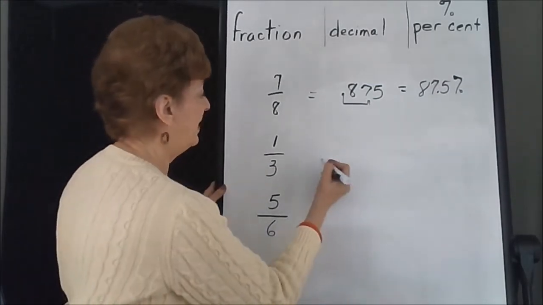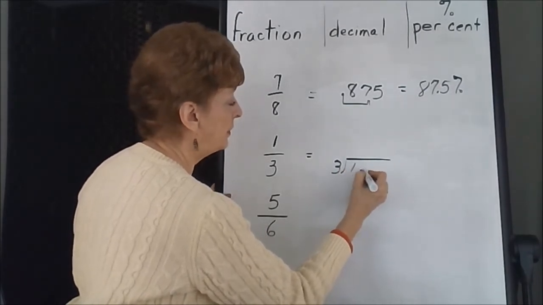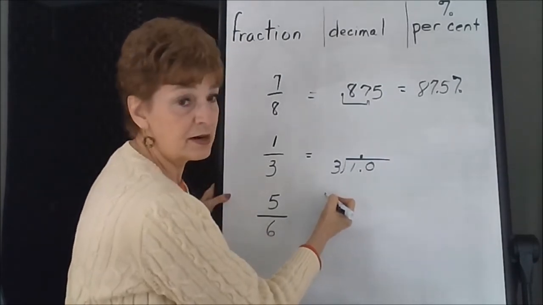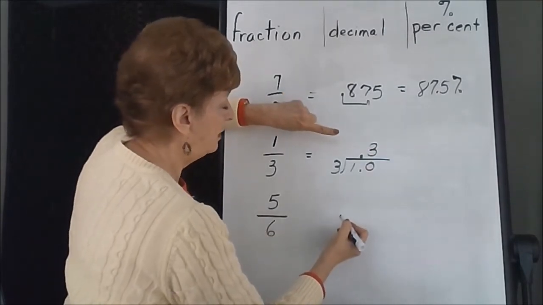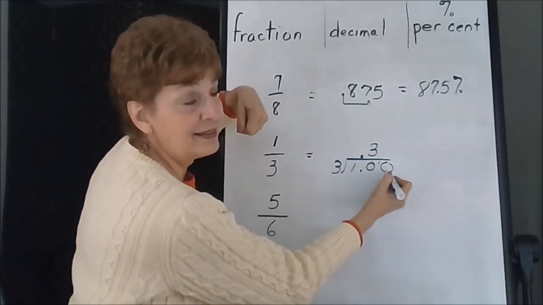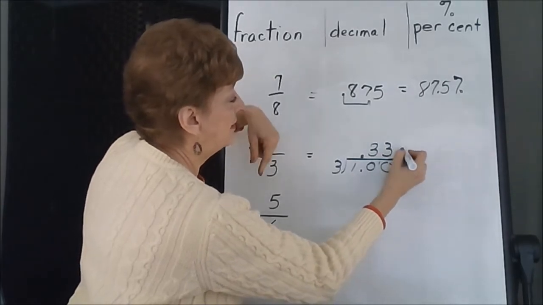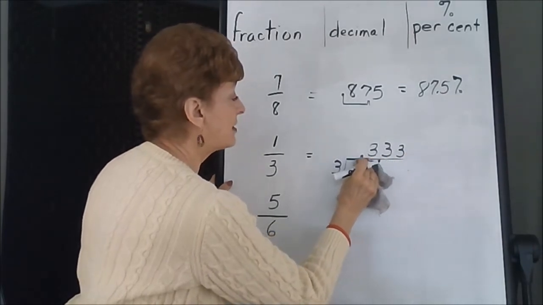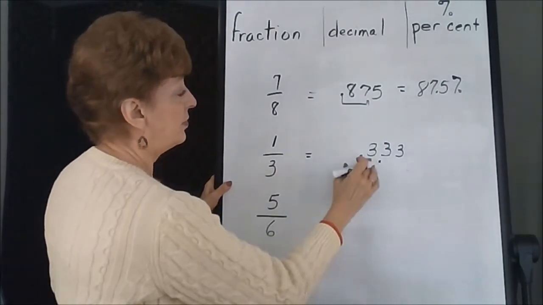Let's look at this one. 3 divides into 1. We'll need to put a decimal point in there in order to start our division. 3 divides into 10 3 times with 1 remaining. I need a 0 to accept my 1. 3 divides into 10. The pattern has started. So our decimal equivalent is this. 1/3 is 0.333.